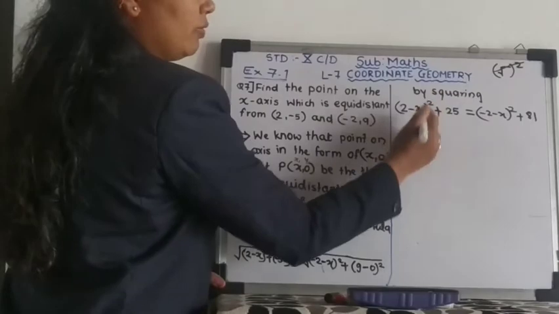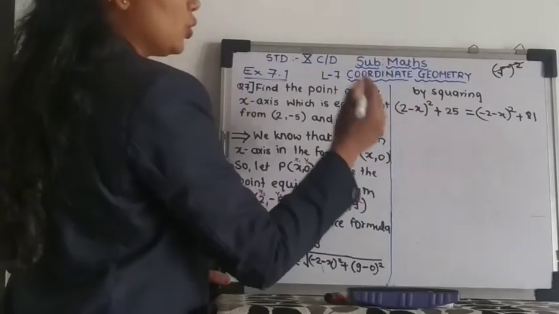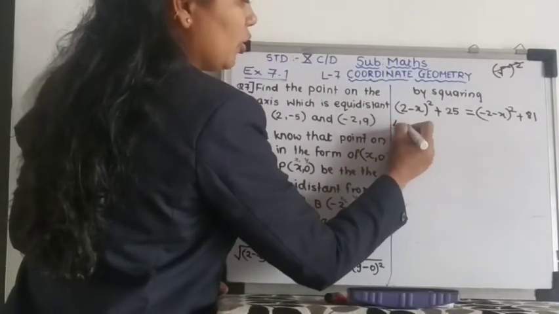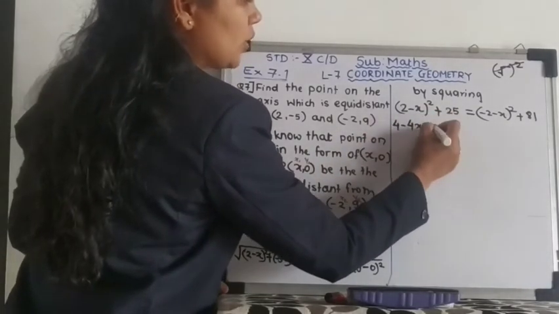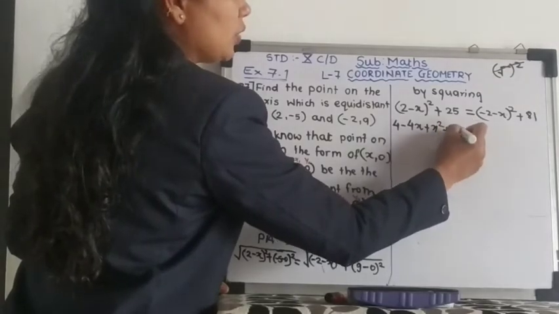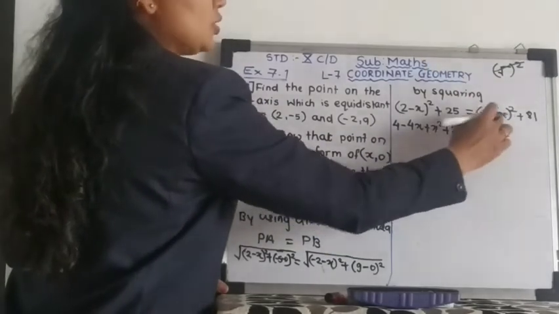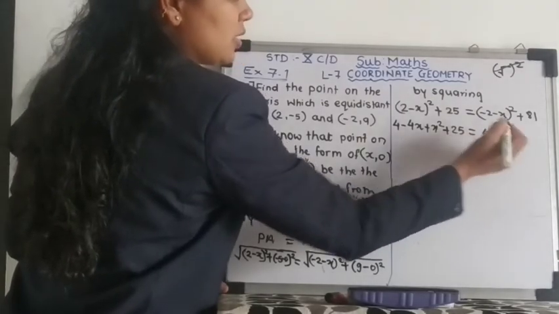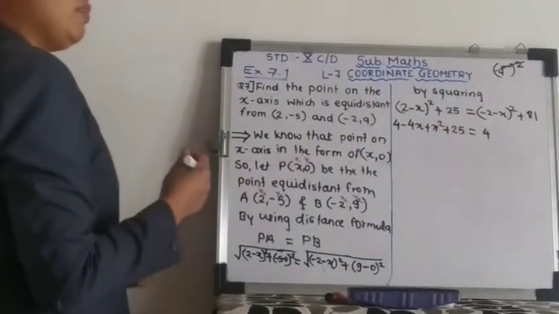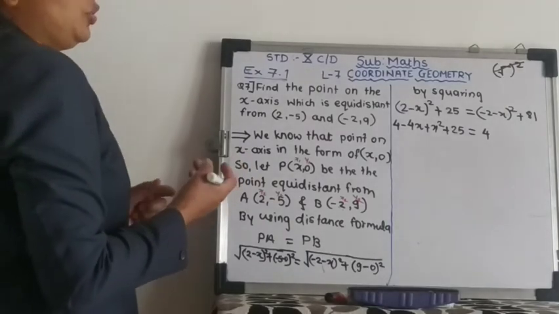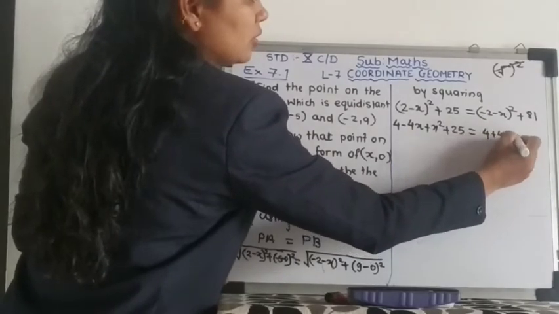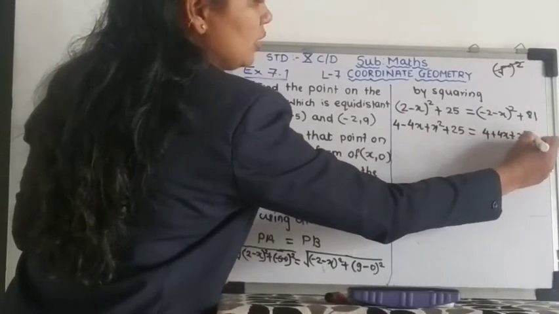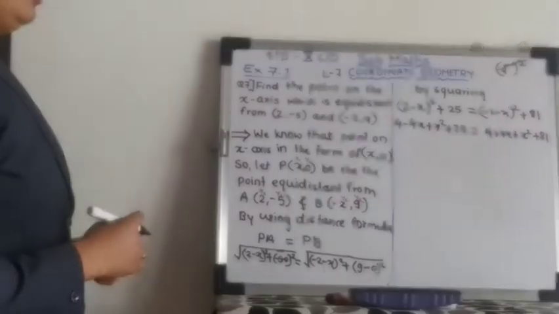So now let us solve it. Use the identity (a minus b) bracket square, a square minus 2ab plus b square. So we'll have here 4 minus 4x plus x square plus 25 equals to, for this (minus 2 minus x), the square of minus 2 is plus 4, then we have minus 2 into 2, that is, plus 4x, plus x square plus 81. Right?